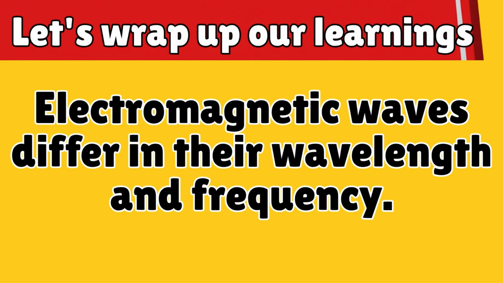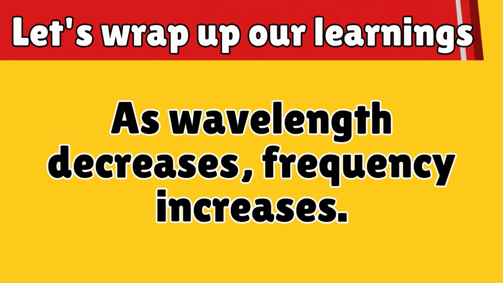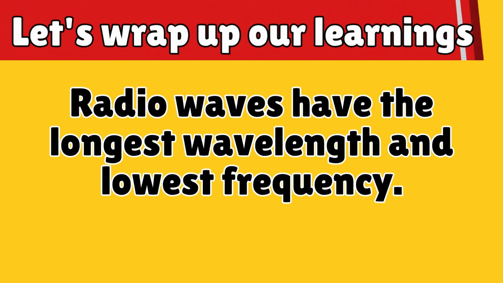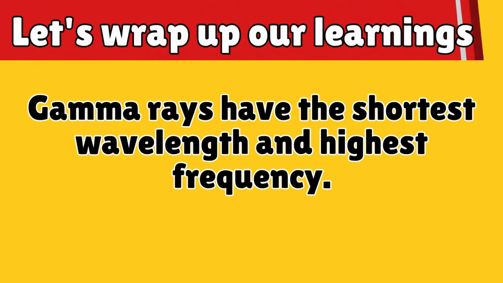And now let's wrap up our learnings. Electromagnetic waves differ in their wavelength and frequency. Next, as wavelength decreases, frequency increases. They are inversely proportional. Next, radio waves have the longest wavelength and the lowest frequency. Gamma rays, on the other hand, have the shortest wavelength and the highest frequency.